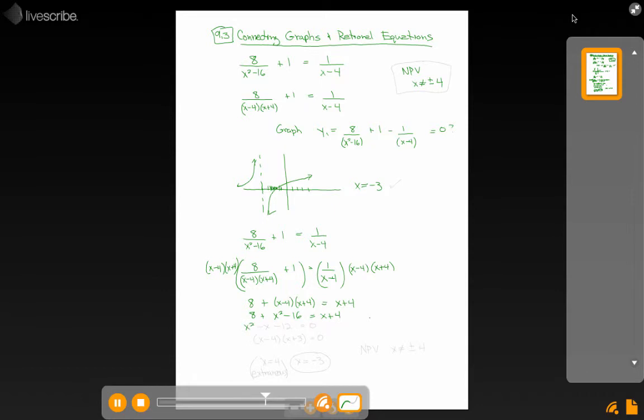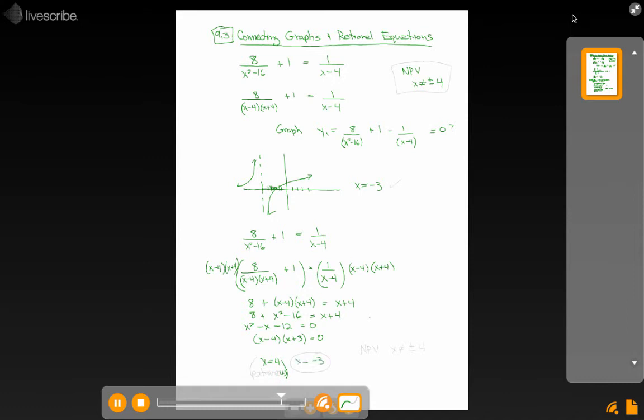So bring it all to one side, you have x squared minus x, and minus 8 minus 4 is minus 12, equals 0. If I factor it, I get x minus 4 times x plus 3. Two numbers that multiply to give me -12 and add together to give me minus 1. So the two answers I get are x equals 4 and x equals -3.